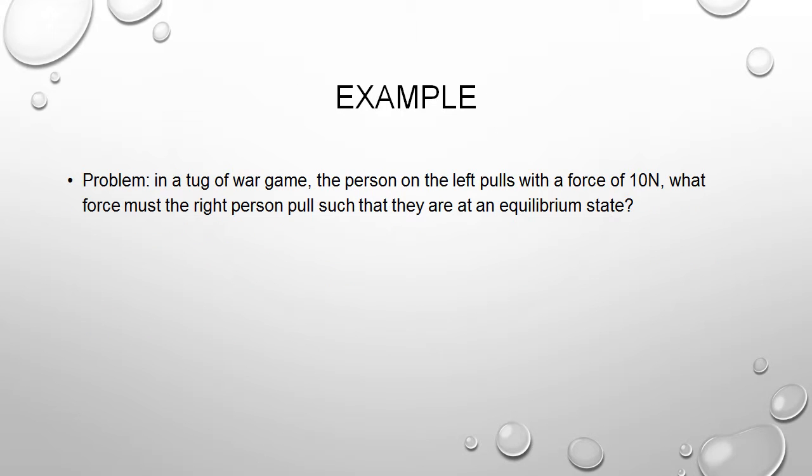So let's go over a very simple problem. For example, in a tug-of-war game, the person on the left pulls with a force of 10 newtons. What force must the right person pull such that they are at an equilibrium state? Which means that it would be balanced and it wouldn't go in one direction or the other.